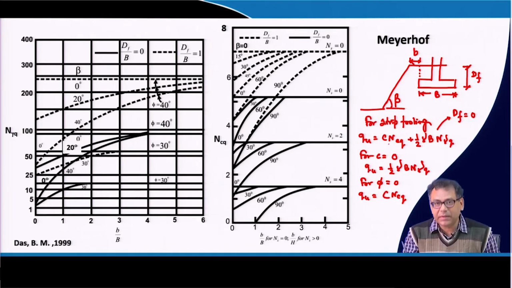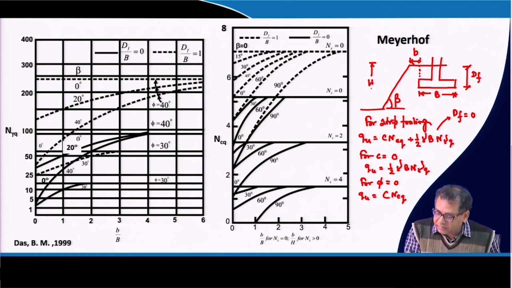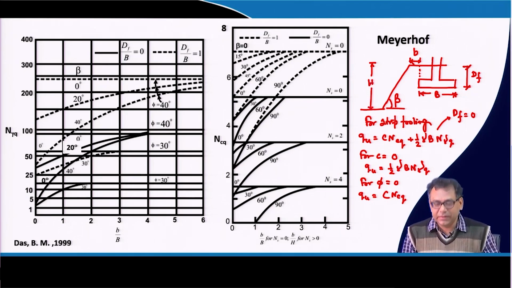So remember that this equation is valid if D_f is equal to 0, that means the foundation is on the slope. And then this is the height of the slope, say H. Now, another question is how I can calculate these bearing capacity factors. These bearing capacity factors are N_cq and N_γq.